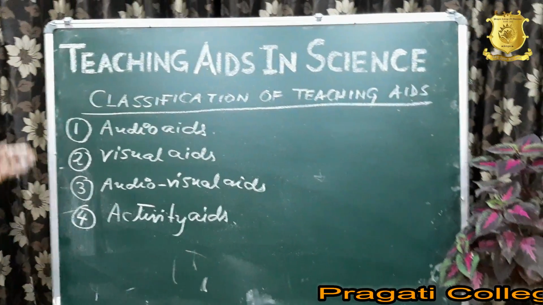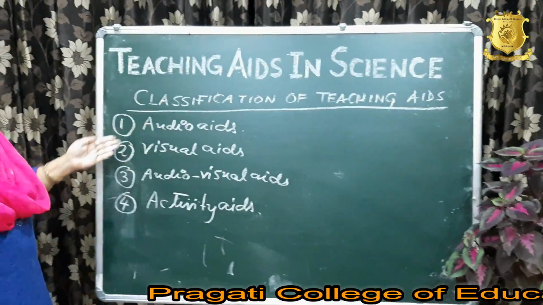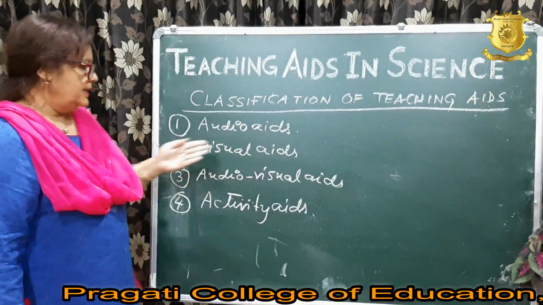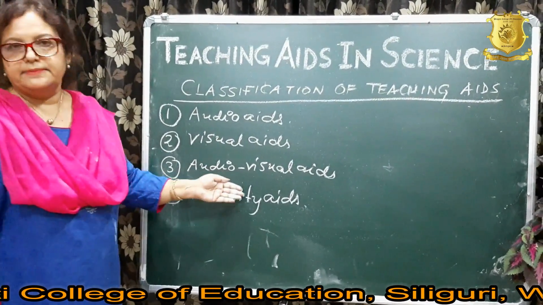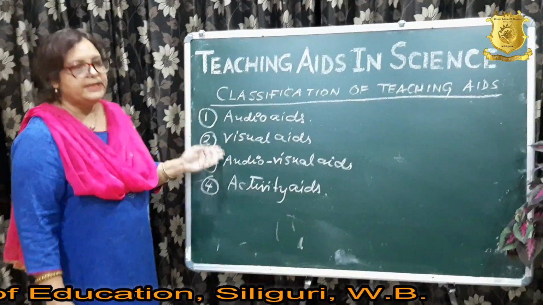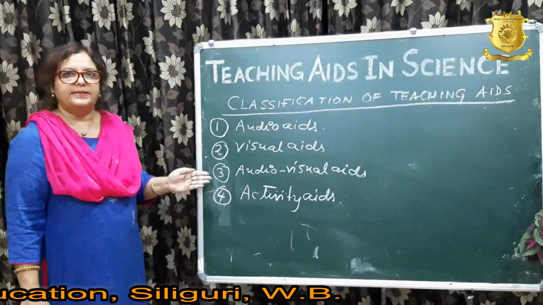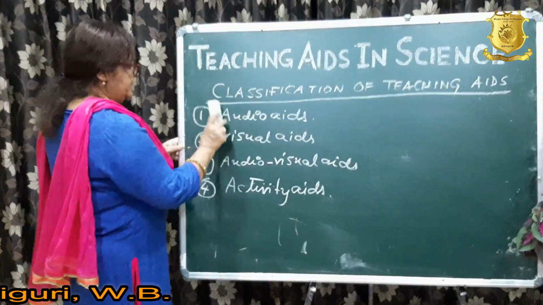So, four types of classification of teaching aids are there. Number one is audio aids, number two is visual aids, number three is audio visual aids, and number four is activity aids. Under these four categories, several types are there. Let us discuss them.